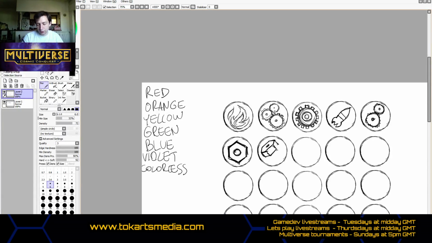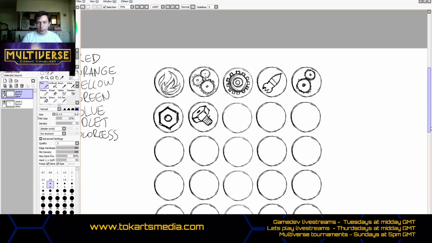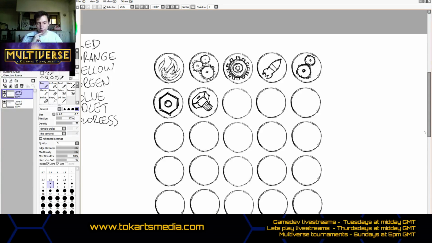Right now I'm just going to draw all the different possibilities. I think this is pretty exhaustive for red. I don't have any other ideas of what could be the symbol for red resource. If you have any preferences, just write them down in the comments. If you have any suggestions, write them down, because they could be really helpful if you have any ideas.